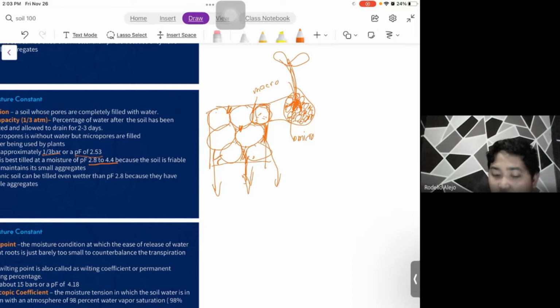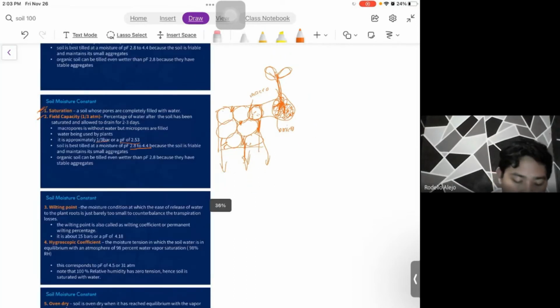So, ang mangyayari, mamamatay na yung halaman. Kaya din siya tinawag na wilting point. Kasi ito na yung time na kung saan yung halaman hindi niya na kayang i-absorb yung tubig na nandito. Or wala na siyang ma-absorb na tubig. So that's wilting point. Okay?